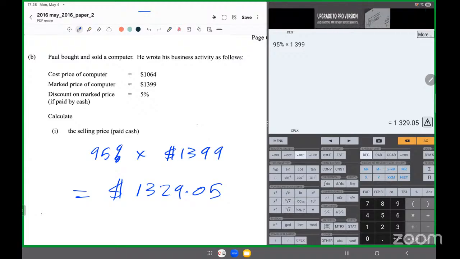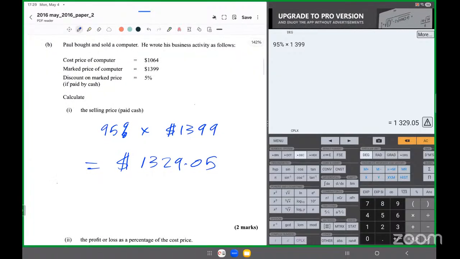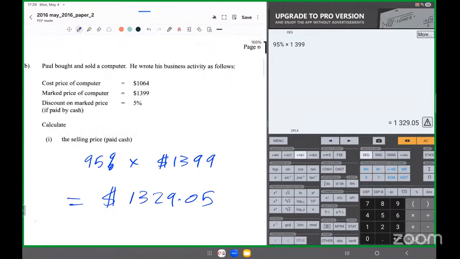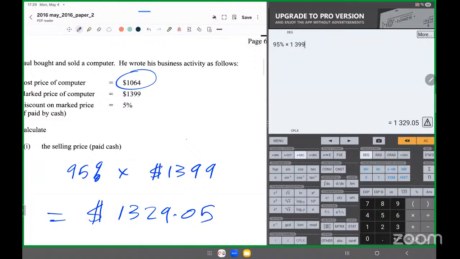Some people calculate the 5% and then subtract it. We get the same answer, but we need to understand percentage like that. If you take off 5%, then it's 95% left. Suppose you were paying an additional 5%, you would be paying 105%. That would be the figure you're paying, 105%. If we understand percentages like this, we can get the answer quickly. And then what is the profit or loss as a percentage of the cost price? So the profit as a percentage, we need to know whether it is a profit or a loss. Now, the cost price is this, and they sold it for this.